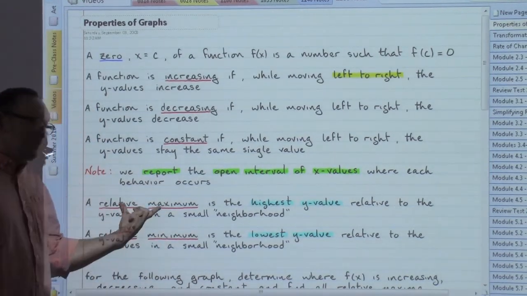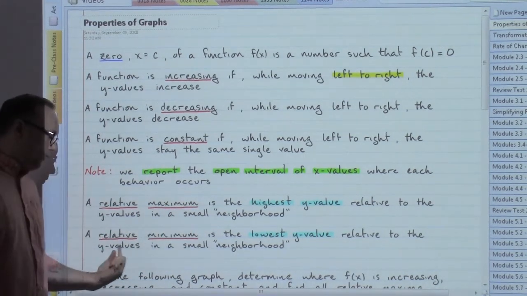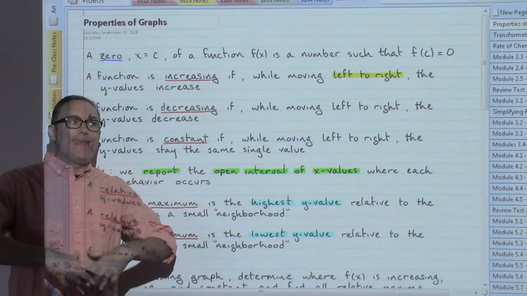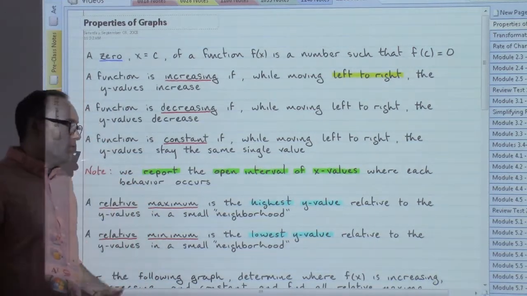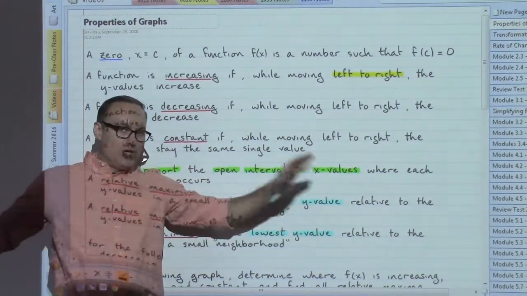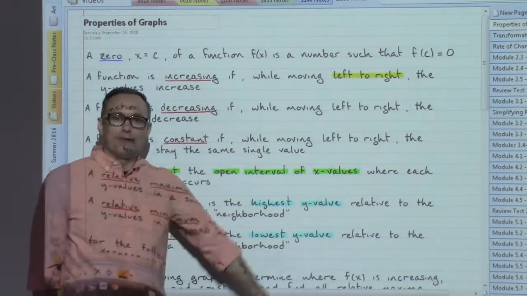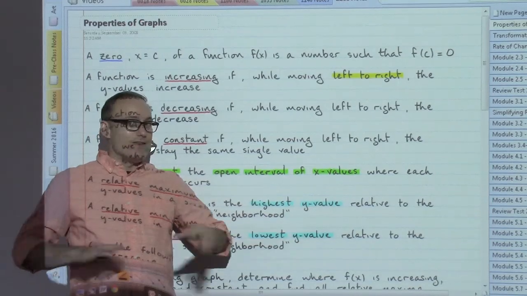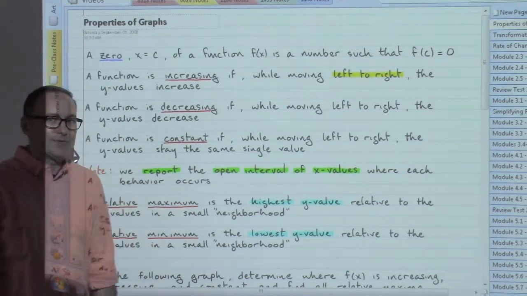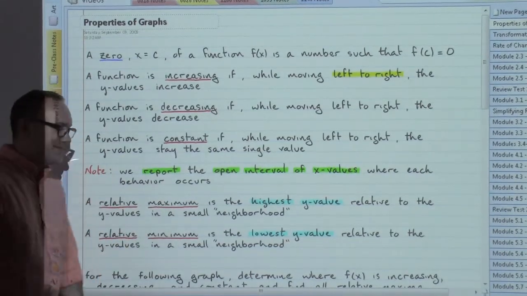relative. Now, once we've got a list of all of these relative maxima and relative minima, we could try to say something, if possible, about an absolute maximum, which would be the highest y value, period. Or the lowest y value, period, for an absolute minimum. Nothing is higher than that absolute maximum. Nothing is lower than that absolute minimum. But we've got to start with the relative stuff.